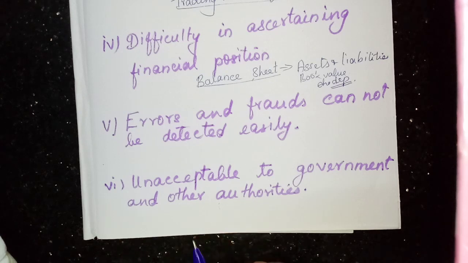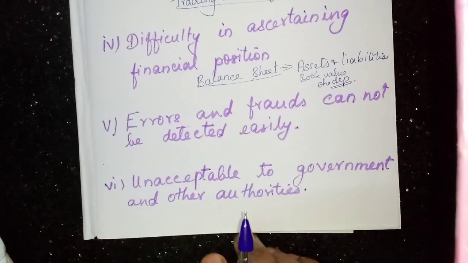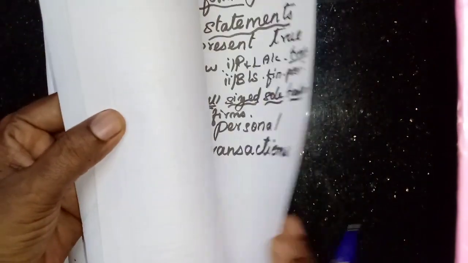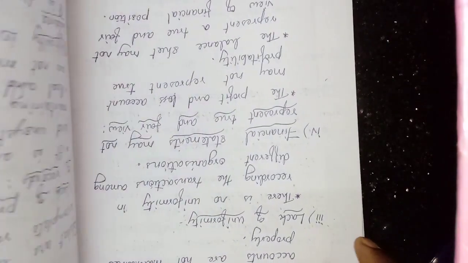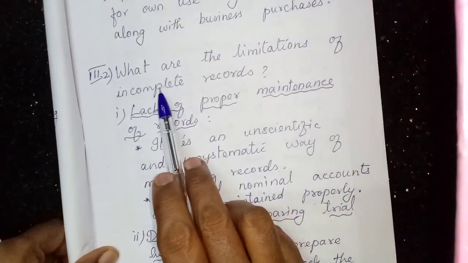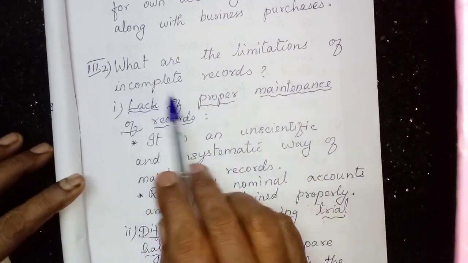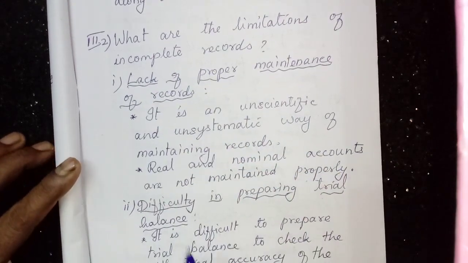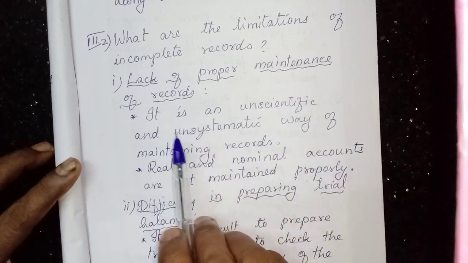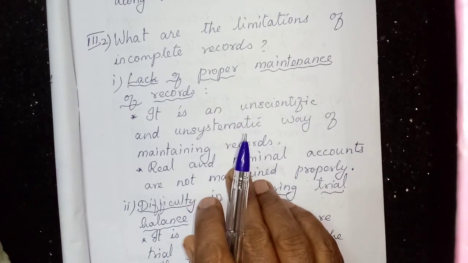Now we have studied 6 limitations. Now I will show how it is written in the notebook. I have written down the limitations of incomplete records. What are the limitations of incomplete records? First one, lack of proper maintenance of records. I will explain this one once again, so you can understand it easily.